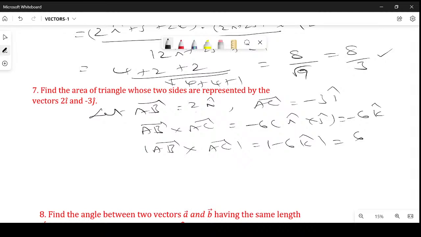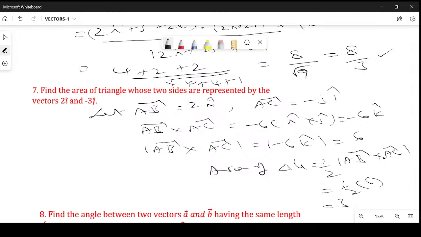Now I can take the area. Find the area of the triangle. So I can write area of triangle equal to 1 by 2 mod AB bar cross AC bar. It will come 1 by 2 into 6, the answer will be 3 square units. Your answer is 3 square units. That will be your answer, right?